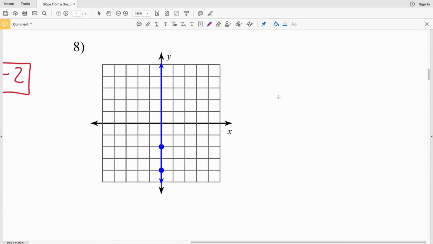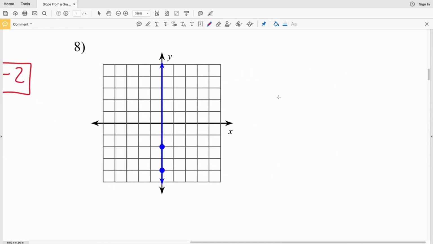And lastly, in this video, we'll stop at number 8, and in the next video, we'll finish out the worksheet doing numbers 9 through 16. And number 8, this is a special case. Remember when we had a horizontal line, the slope was 0, but whenever you have a vertical line, the slope is undefined.